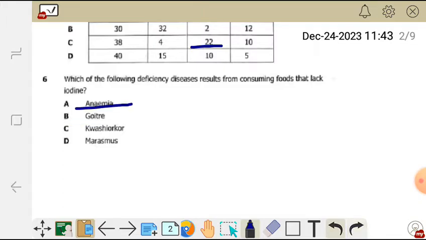Anemia is when you lack iron in your body, you are going to suffer from anemia. And then kwashiorkor is a deficiency disease for proteins. Lack of proteins, you suffer from kwashiorkor. And marasmus is carbohydrates. Lack of carbohydrates is marasmus. But for iodine, the deficiency disease is goiter. So the correct answer here is B.